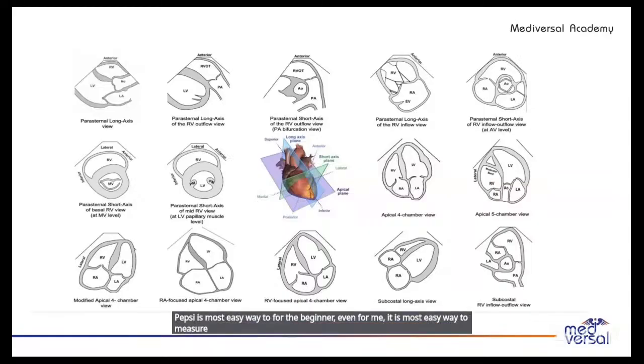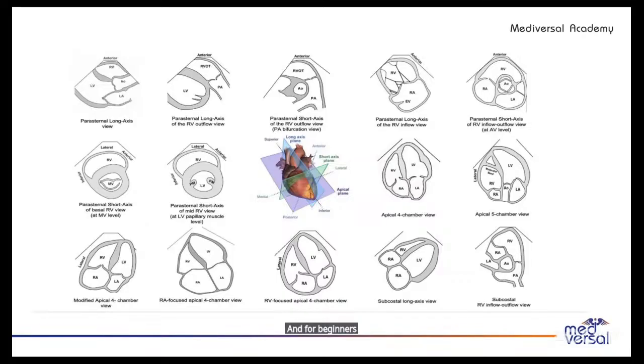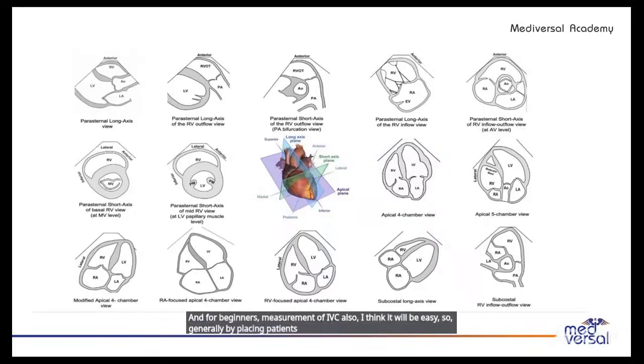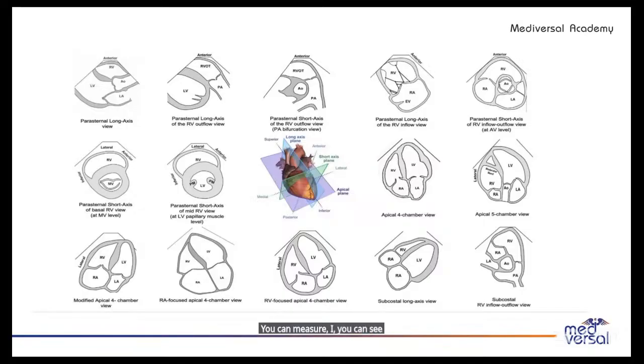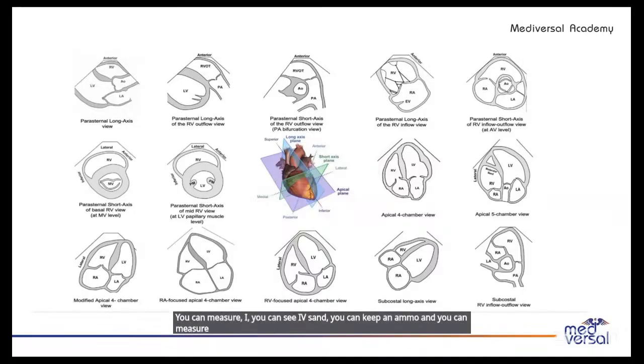TAPSE is the easiest way for a beginner, even for me, to measure right ventricular function. And if you get any apical 4 or 5 chamber view, you can place the color Doppler on the tricuspid valve and see the TR Vmax, and after that you can measure the RVSP. For beginners, measurement of IVC is also easy. By placing the patient in supine position and keeping the probe in subcostal view, you can see the IVC, and you can use M mode to measure the IVC.